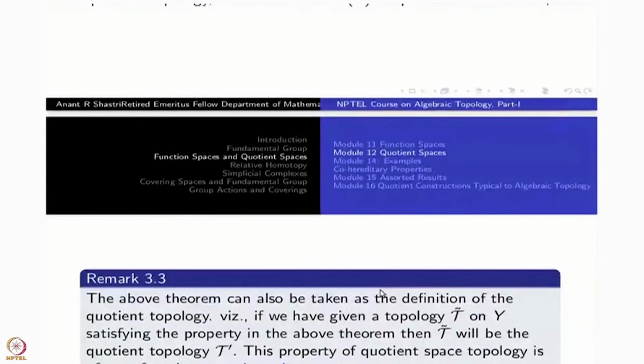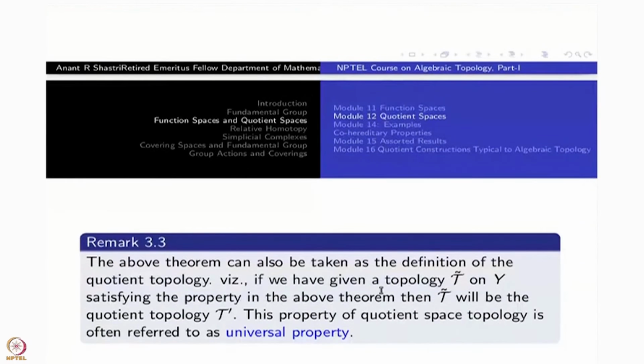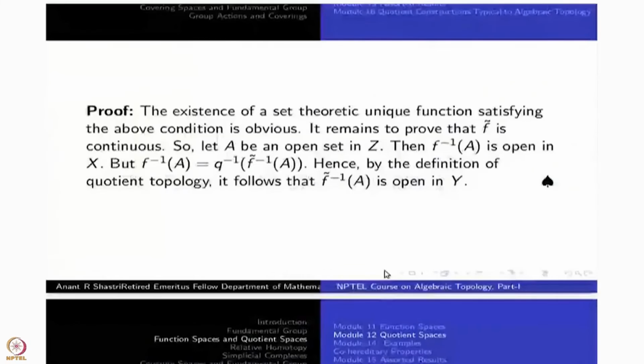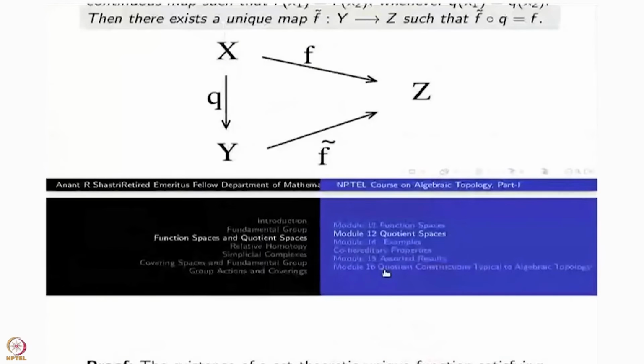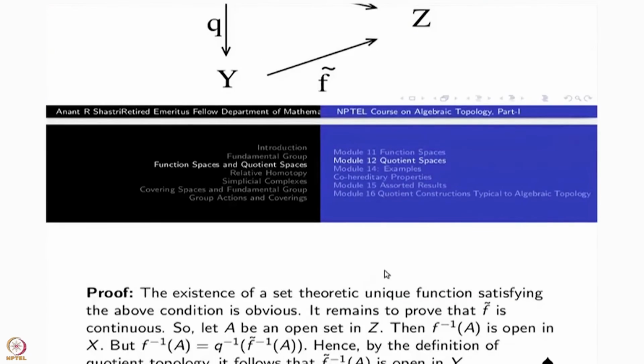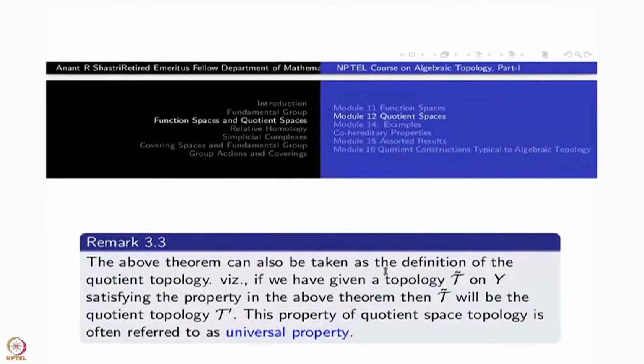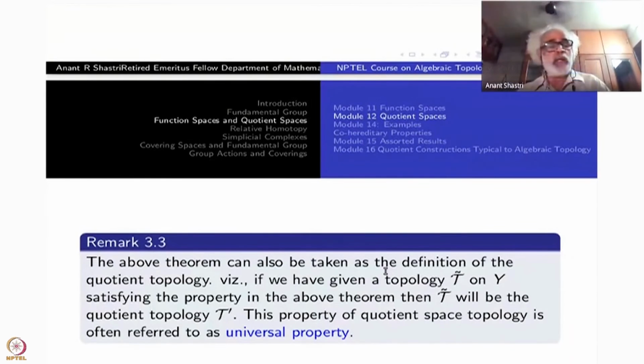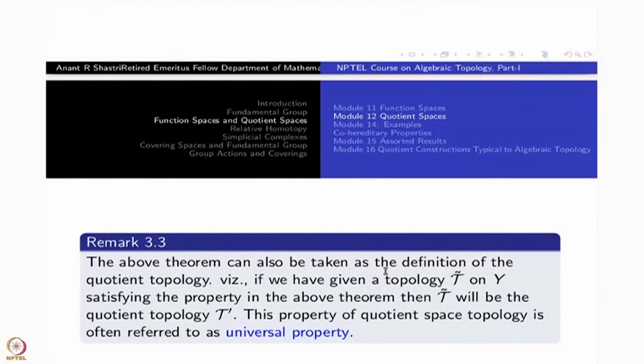The above theorem can also be taken as a definition of the quotient topology. If we are given a topology tau twiddle on Y, suppose I have some other topology on Y, and it satisfies this property, then tau twiddle will have to be tau prime. There is no other choice. That is the meaning of this. So such a property is called a universal property.